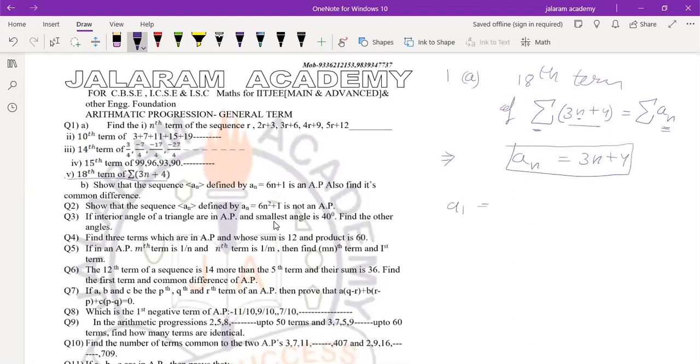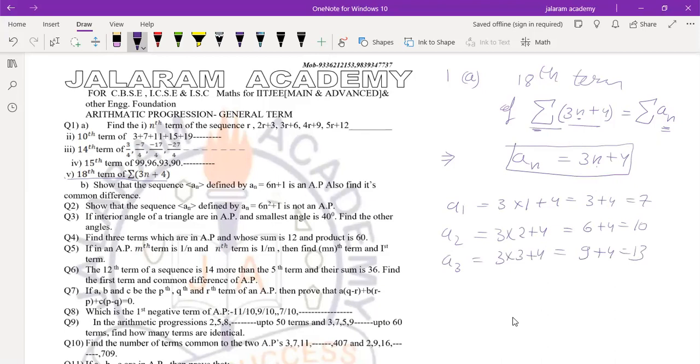A1 is obtained, as we have discussed in the properties, by replacing n with 1: 3 into 1 plus 4, so 3 plus 4 equals 7. A2 is obtained by 3 into 2 plus 4, that is 6 plus 4 equals 10. Is that clear to you? And A3 is obtained by replacing n by 3, so 3 into 3 plus 4, so 9 plus 4 equals 13.